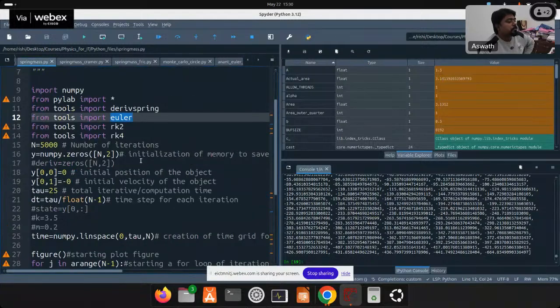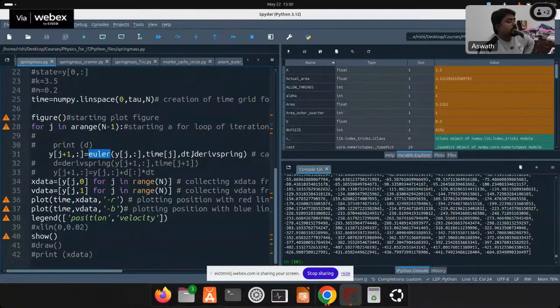That derivative vector goes back into my spring mass system. The derived spring is the derivative function, and it will calculate the new value. Once I get the new value, I store it as x data and v data, the position and the velocity, and then redo the iteration to get the new point. I'll do that for 5000 steps, and then plot x data and v data, the velocity.